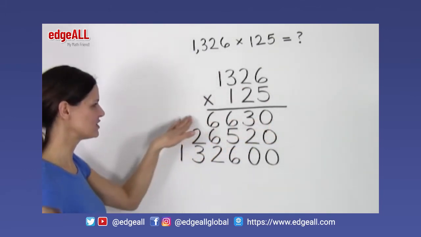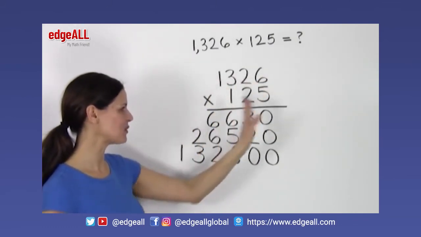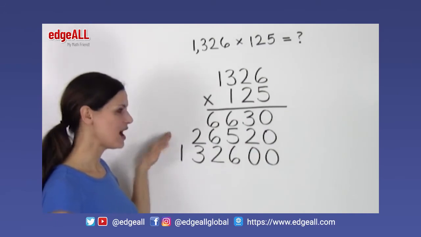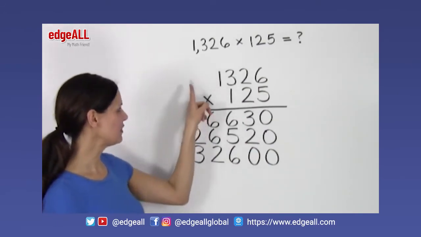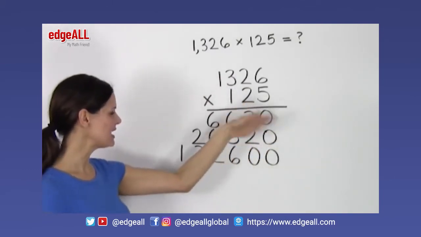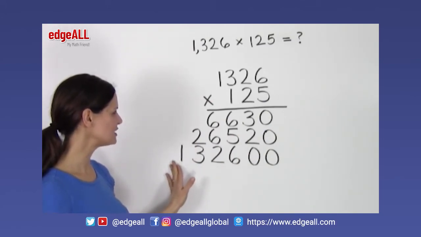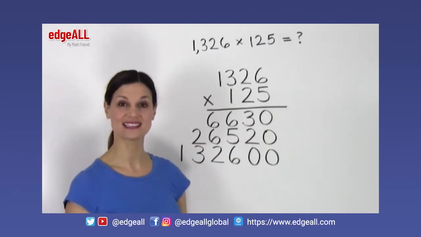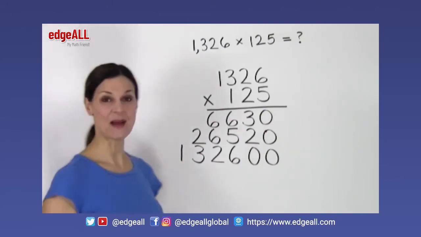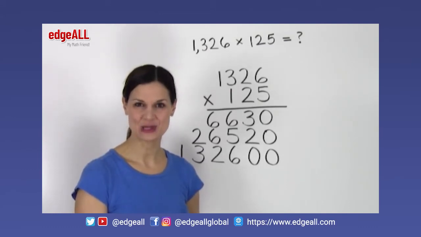So on my first row is the product of multiplying 1,326 by the number in my ones place, the 5. In my second row, I have the product of multiplying 1,326 by 20, or by 2, which is the number in my tens place. And in the third row here, I have the product of multiplying 1,326 times 100, or the 1 in my hundreds place. And the last step in doing this is I'm going to now add together these 3 products.